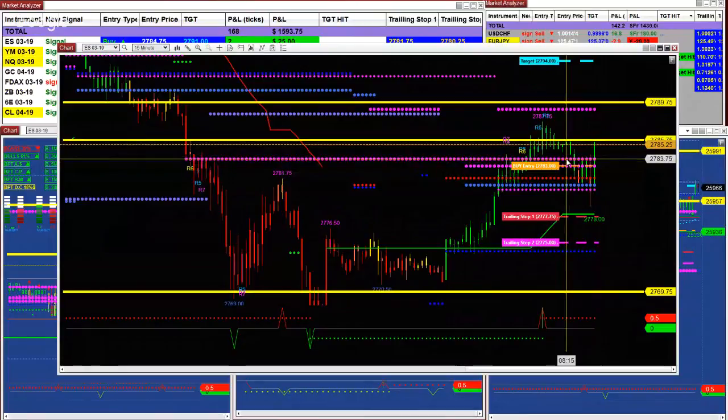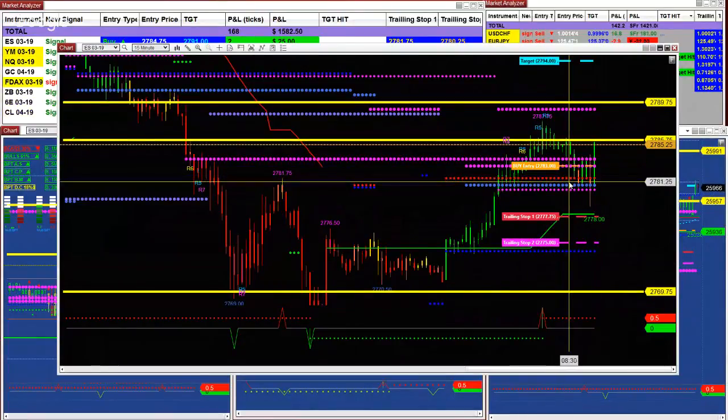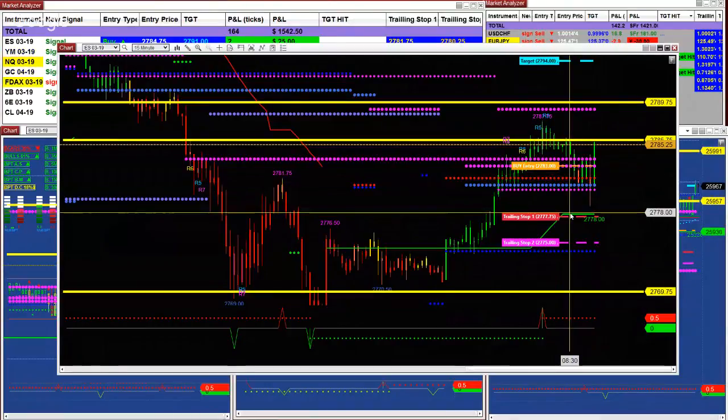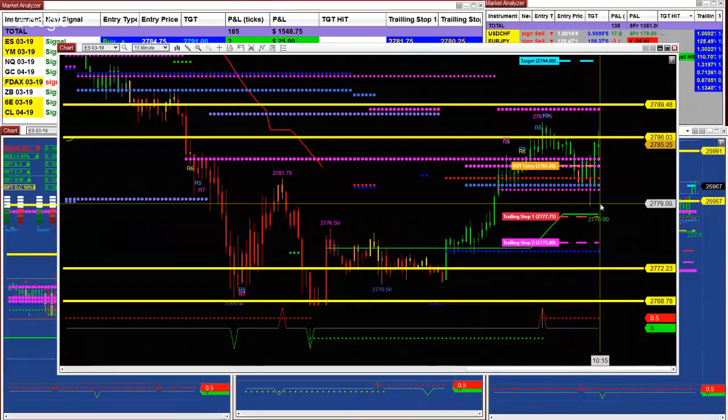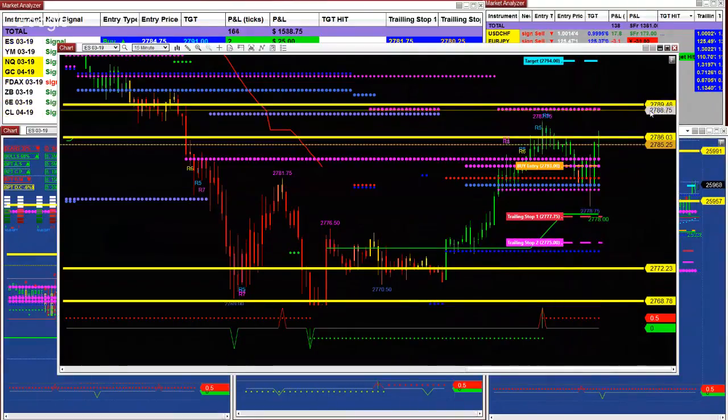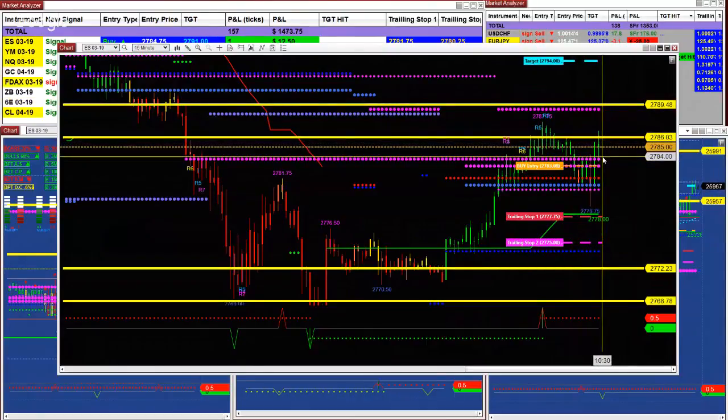So for that ES to break every thick wall we have here, there is a major number here at 2778. For that ES to penetrate all those numbers, all those levels, it requires a lot of sell orders. And that is probably not going to happen, unless there is breaking news. So now there is a lot of potential for that ES going back to the 84 level.